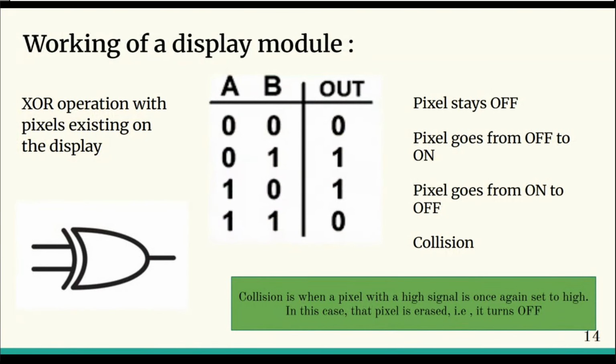A key gate which describes the operation of a display is the XOR gate. And as you can see in the truth table, it describes all the states that any pixel would have to take in a display. So the pixel could stay off, it could be turned on, it could be turned off. And the final state is called a collision state, when a pixel is already in an on state and the signal given to it is on again. In this case, the pixel gets erased, as in it turns off.